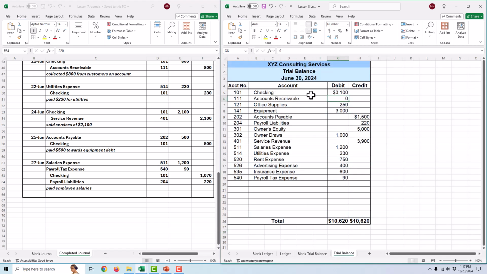And this is what the completed trial balance would look like. I'm not going to type all of this out, but you can look at this and try this on your own if you would like. And just verify that the total debits do equal the total credits. If they don't balance, then more than likely there's a mathematical error somewhere, or you simply put something on the wrong side. Maybe you put a debit on the credit side or something like that.